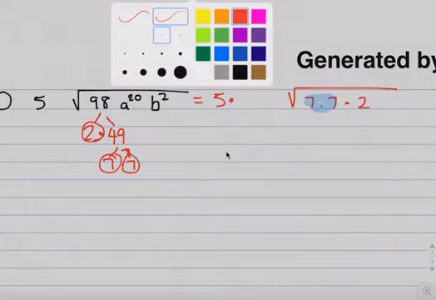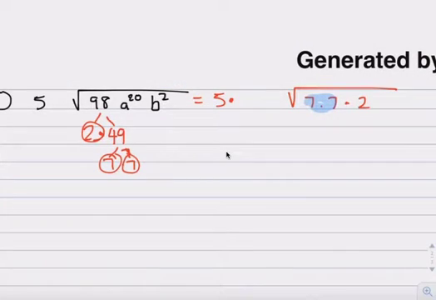Okay, I'll change that to blue because I highlighted blue. One pair of 7. You don't need to put the exponent of 1 anymore. Just know it's 1. That gives you 35, with the square root of 2 left inside. This 2 is still in there.